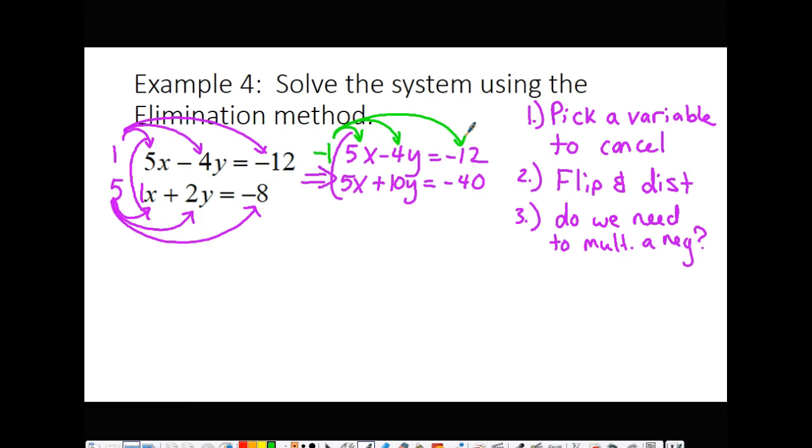And let's see what we get as a result of that. So now the top equation is negative 5x plus 4y equals positive 12. The bottom is going to stay the same because I'm not doing anything to that one.